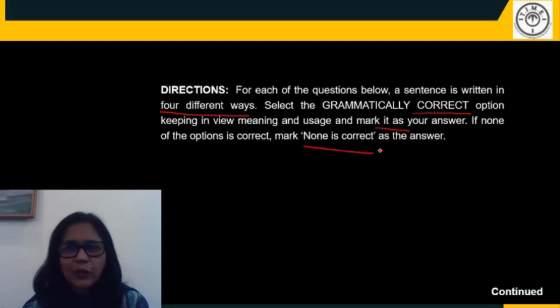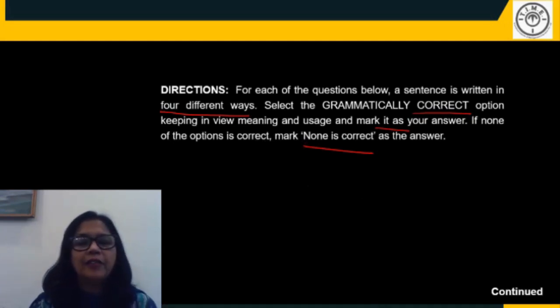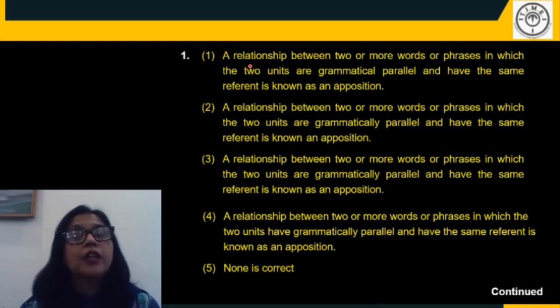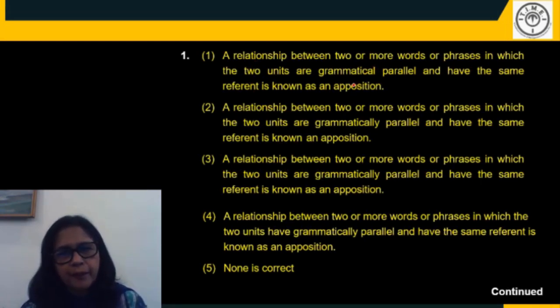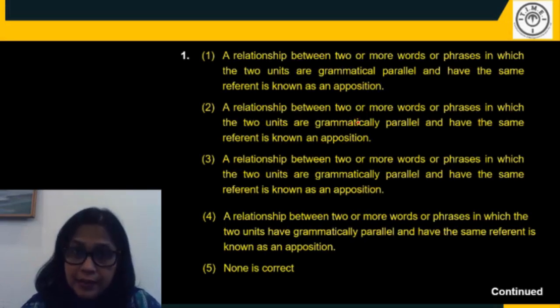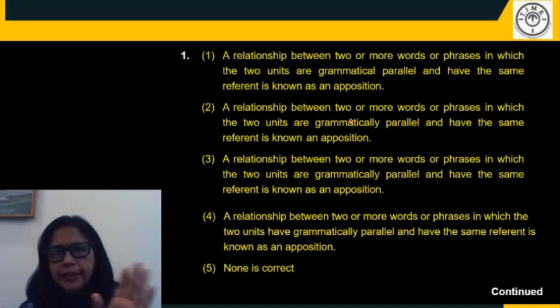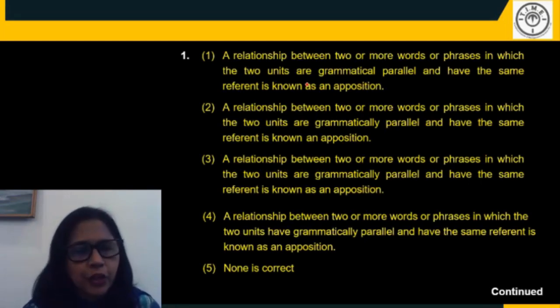Good to go. Let's look at the first question here. What you will do is start reading the first sentence. The moment you come to the first error, you stop there and move on to the next. A sentence may have multiple errors, but you need not look for the second or third error. The first error you find, you stop there, move to the next one.